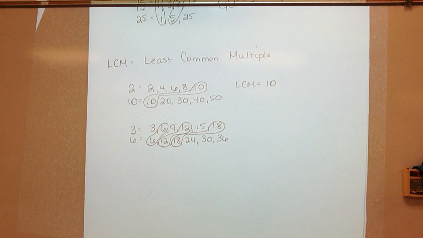I did 3 and 6 on purpose because I wanted you to see this. There are 3 things they have in common. That's the first 6 multiples of 3 and 6. There are 3 numbers they have in common.